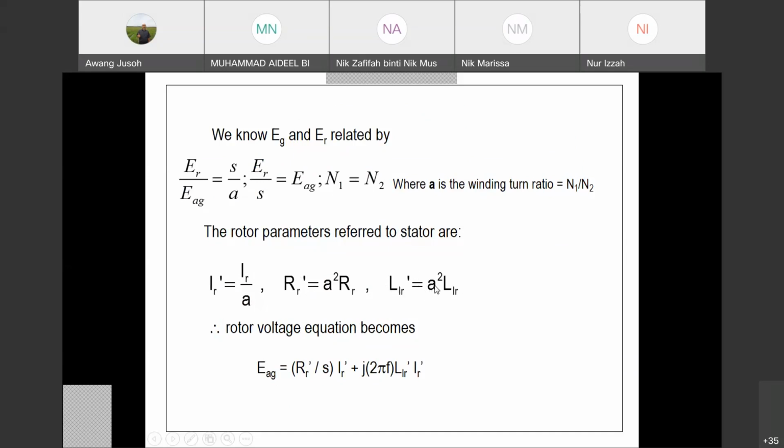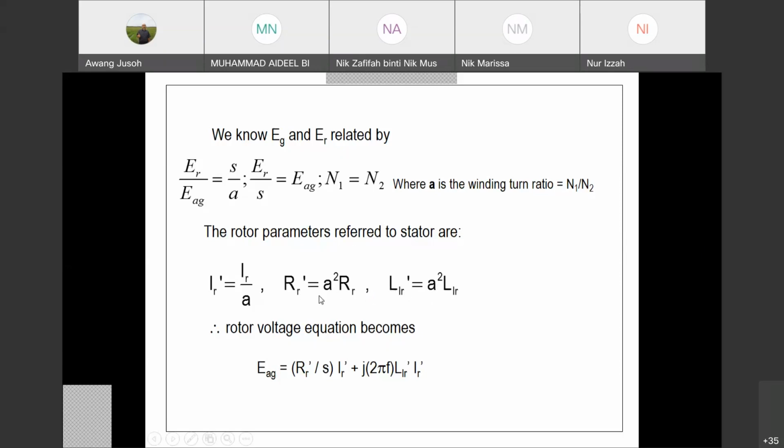Because we assume A equals 1. Normally in an induction motor, we say that A equals 1, the ratio N1 over N2 equals 1, so it is easy for us. In a transformer we would definitely have some ratio, but in the induction motor we make things easy, and typically we say that A equals 1. So it doesn't matter whether you use R or R prime, it's the same thing. You can use L1R prime or just L1R, it doesn't matter. But you know that the turn ratio is similar.